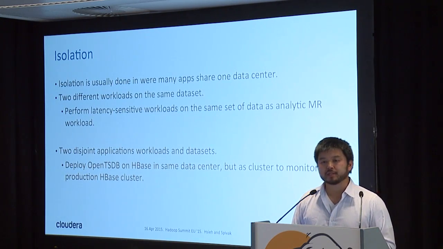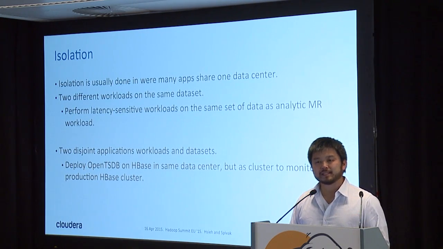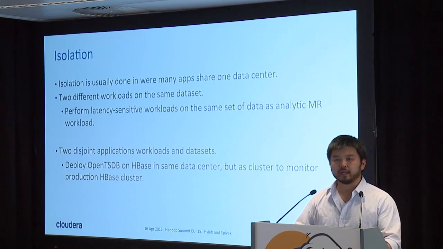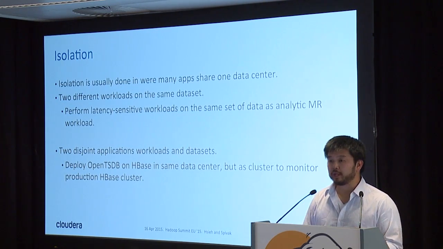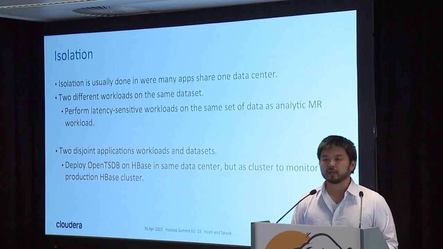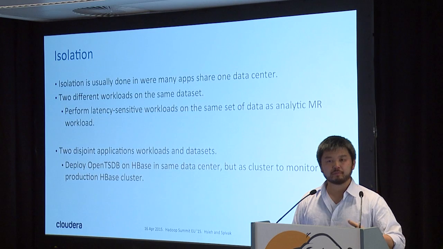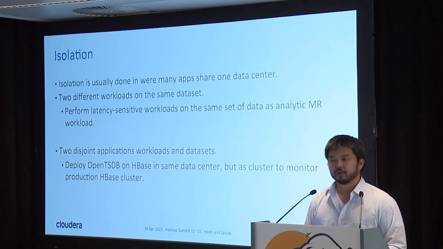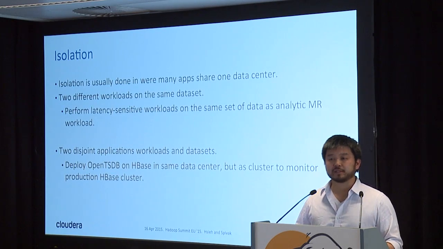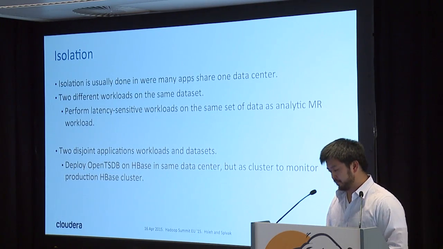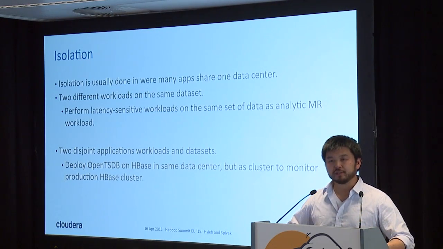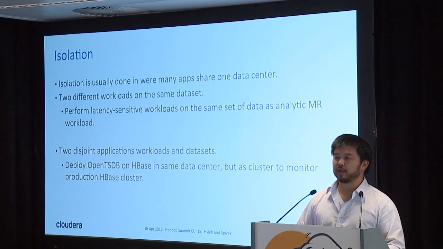One very common case is where you have a very latency-sensitive application. Let's say something that's serving data in near real time to a web page or to a dashboard or something like that. But you also periodically want to run an analytic job that's going to march through all the data in the tables. So how do you make sure that these analytic jobs don't destroy the latency of your real-time application? The other approach is to have two disjoint applications that are running next to each other.